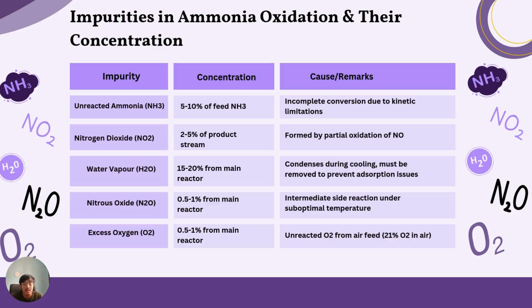Nitrogen dioxide. Nitrogen dioxide is formed as a secondary product due to the partial oxidation of nitric oxide. The concentration of NO2 in the product stream is usually around 2 to 5%. The presence of NO2 is influenced by oxygen availability and residence time.